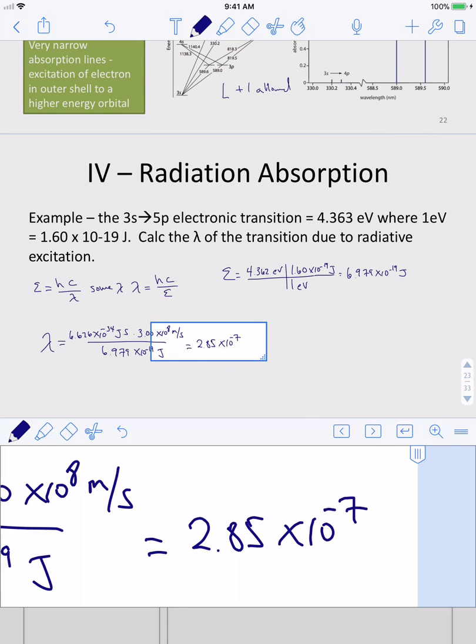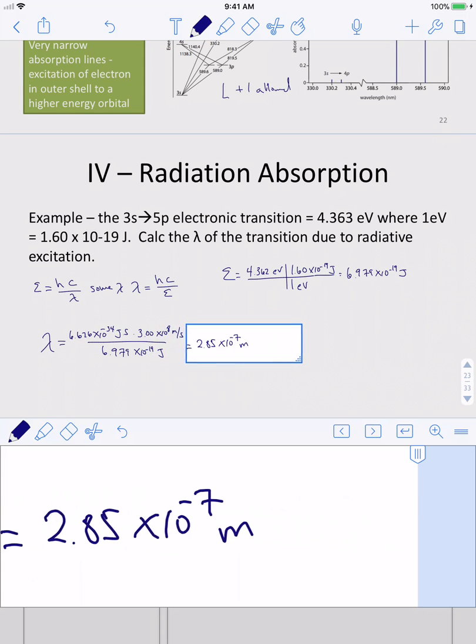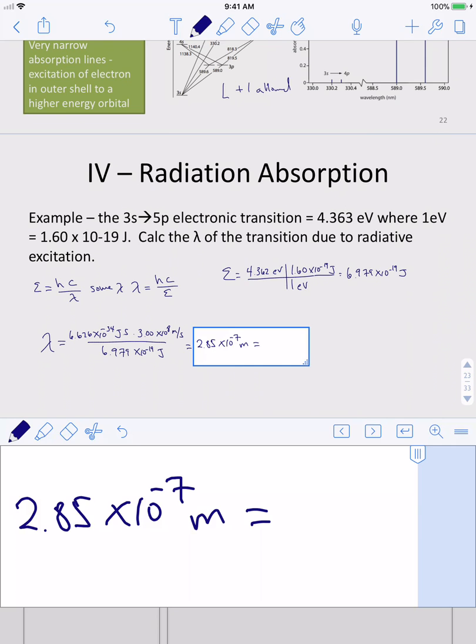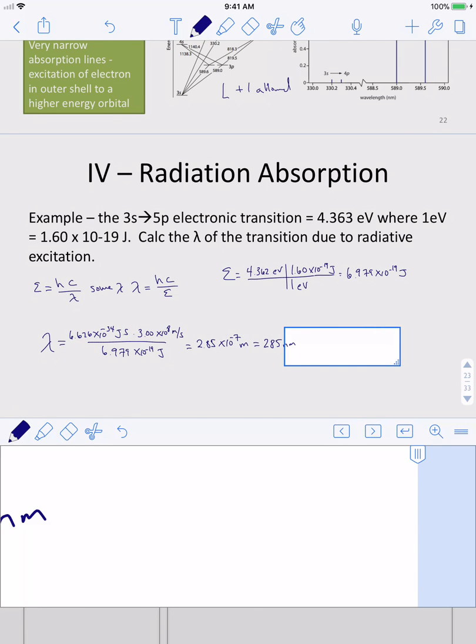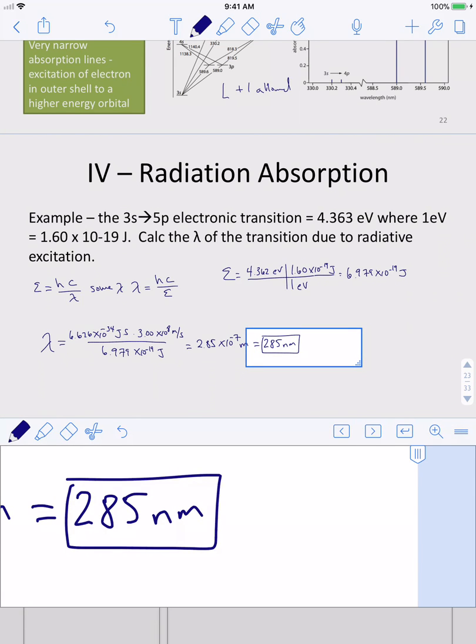If we look at all our units, joules should cancel out with joules, seconds with seconds, and we should be left with meters. And we're going to convert this to nanometers. So 10 to the 9th nanometers in a meter. This is 285 nanometers. So it's out of scale of this image above for this energy transition wavelengths above. But it would take higher energy, obviously, to go from 3s to 5p. That's a higher energy gap between the two electronic states.